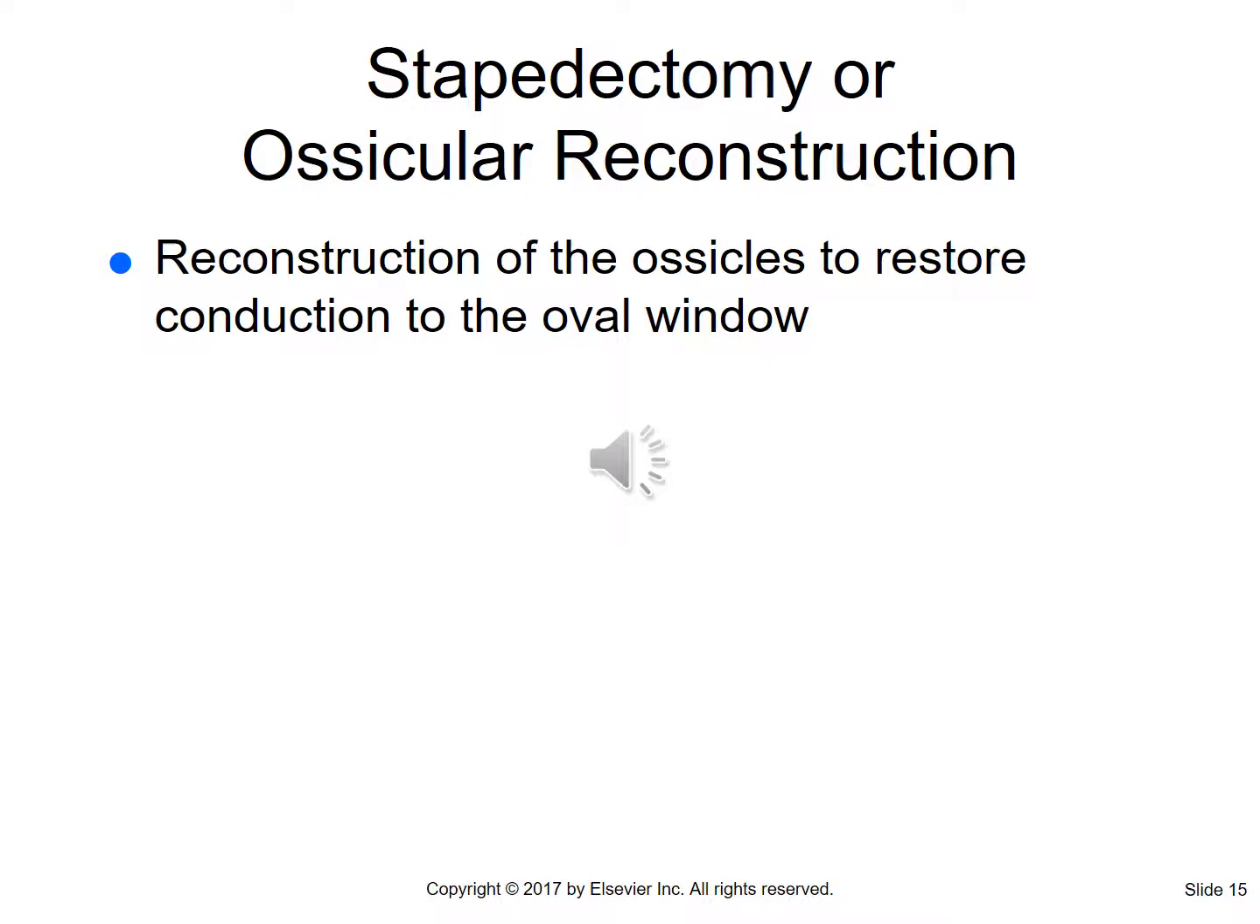Anytime a patient suffers from profound hearing loss related to sclerosis of the stapes, it's going to require us to do a stapedectomy, ossicular reconstruction. A stapedectomy is the reconstruction of the ossicles to restore conduction to the oval window. Remember, like we talked about before, we want to maintain that pressure buildup to help with transmission of vibrations all the way from the stapes to the cochlea.